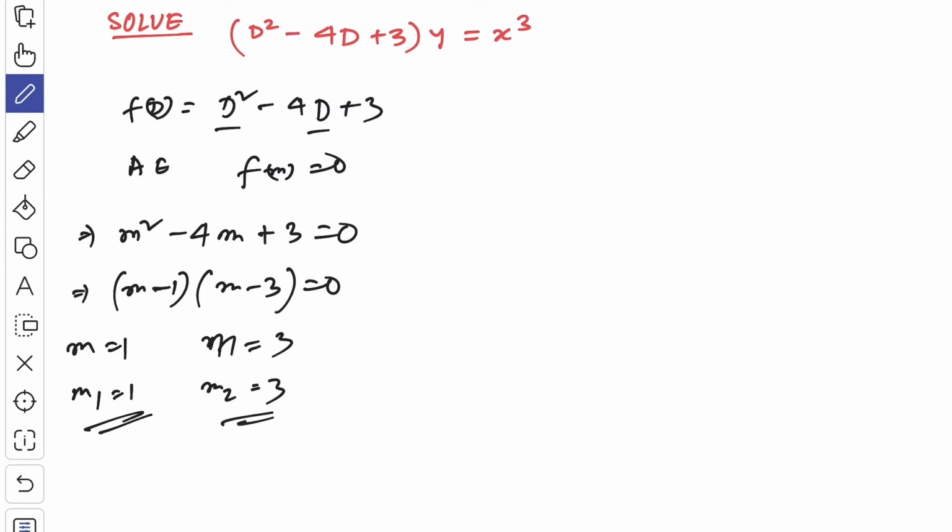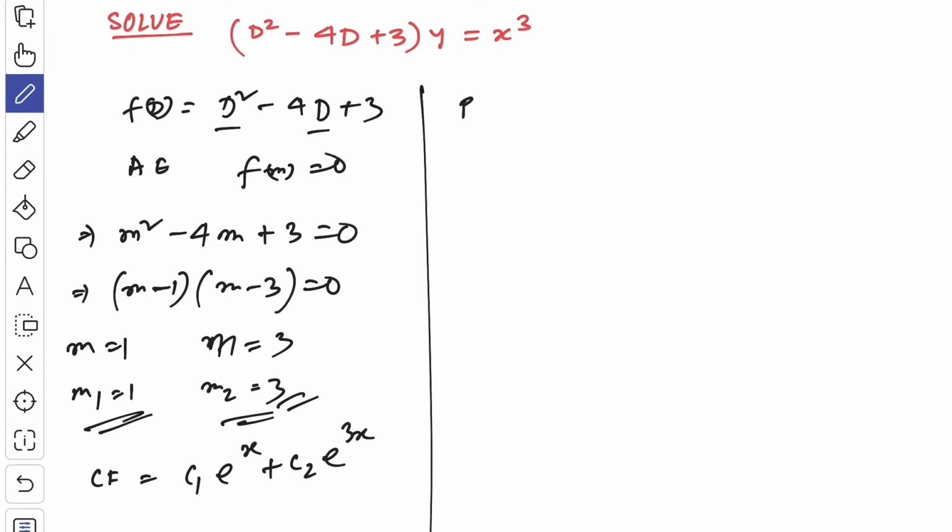So these are real and distinct roots, that's why our CF is going to be equal to c1 e to the power m1 x. That means here our m1 is 1, so we have to write 1x, and c2 e to the power m2 x. m2 is 3 here, so 3x. So this is our CF.